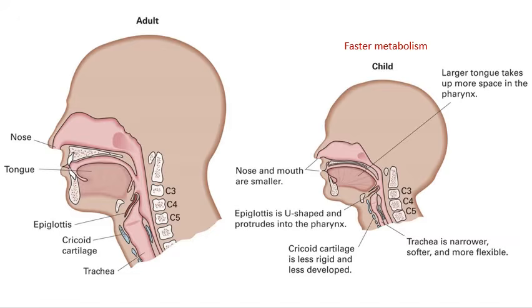It's also more prone to obstruction. And the other thing to note here is that the nose and mouth are smaller and again more easily obstructed. With the cricoid cartilage being less rigid and developed, the epiglottis is U-shaped. It's good stuff to know, but not really need to know right now.